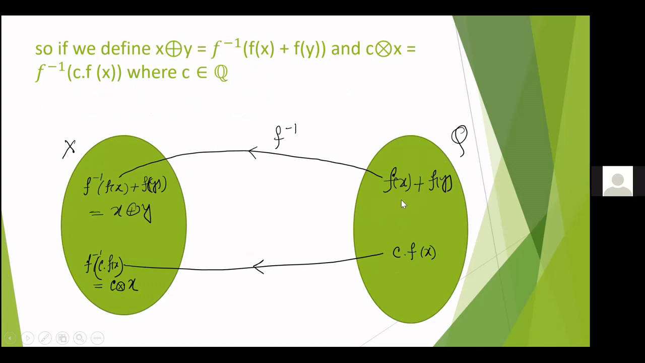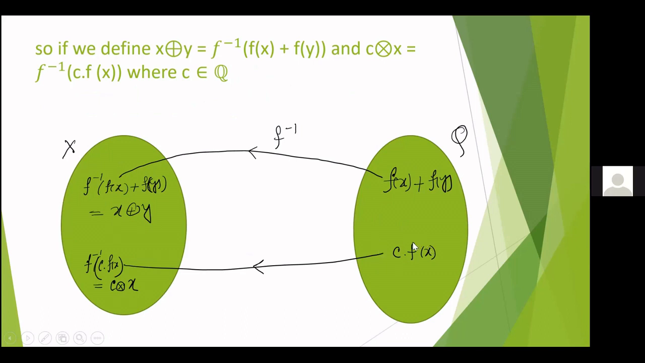Since F is a bijection, there will be an inverse of F defined from Q to X. Since Fx plus Fy belongs to Q, I will get a pre-image of this point in X, that is F inverse of (Fx plus Fy). I define it as x plus y.